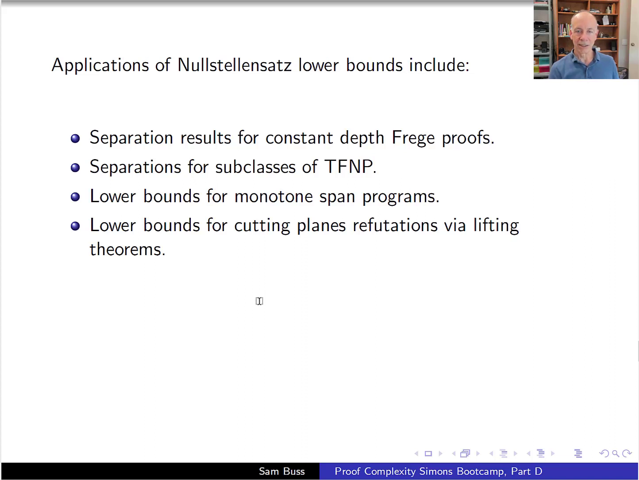developing Nullstellensatz, actually, especially, and also separations for subclasses of TFNP, the total NP functions. More recently, Nullstellensatz lower bounds have been used to get lower bounds for monotone span programs, and also to get lower bounds for cutting planes refutations via lifting theorems.